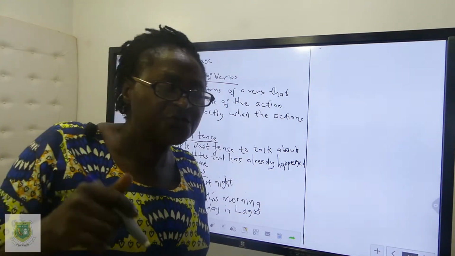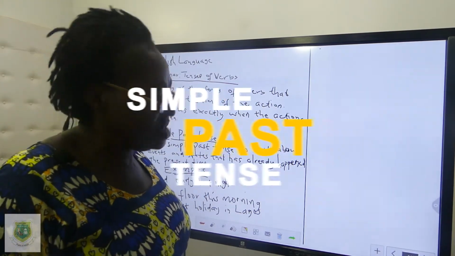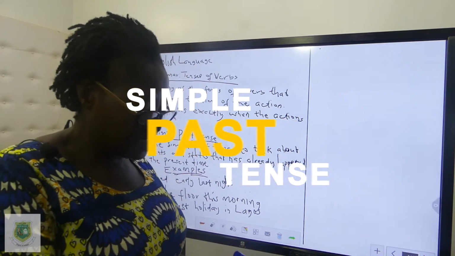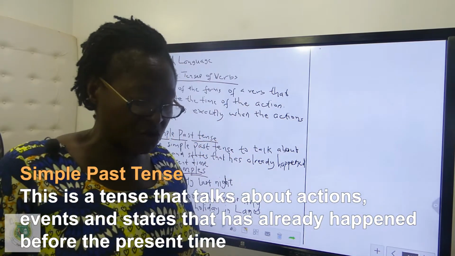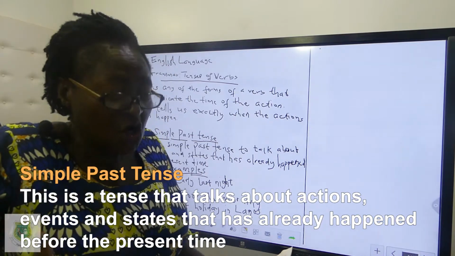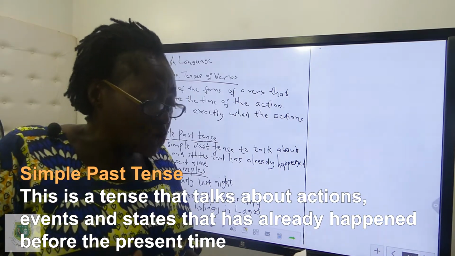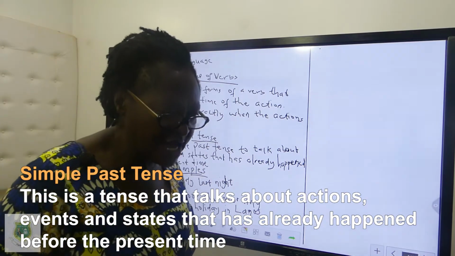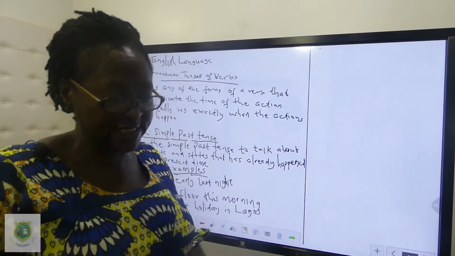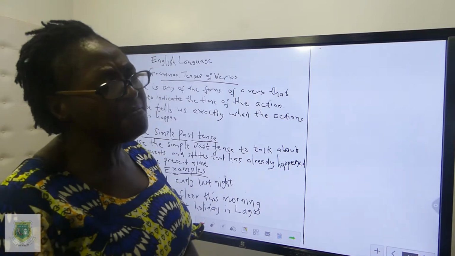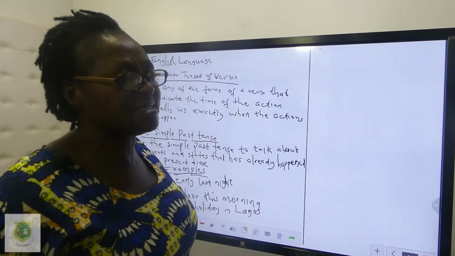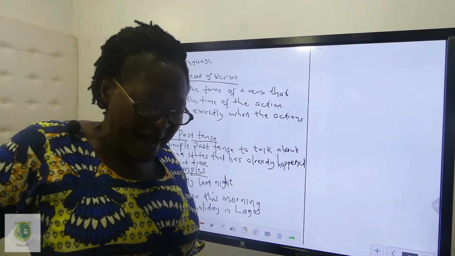So what we have today is the simple past tense. Simple past tense is a tense that tells us about actions or events or states that have already happened before the present time. Present time is now. As I am talking, the present time is now. So anything that has taken place before now that I'm talking is a past tense, a simple past.